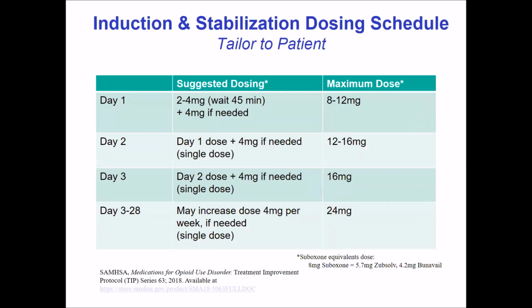Here's my very rough guide. On day one, we'll start with 2 to 4 milligrams, wait 45 minutes, and redose, typically for at least 8 milligrams the first day, sometimes 12 to even 16, and so on and so forth. The next day, you give the total dose that was required on the first day, plus an additional 4 milligrams if needed. Third day, similar, and then increasing to a max dose of 24 milligrams per day maintenance.